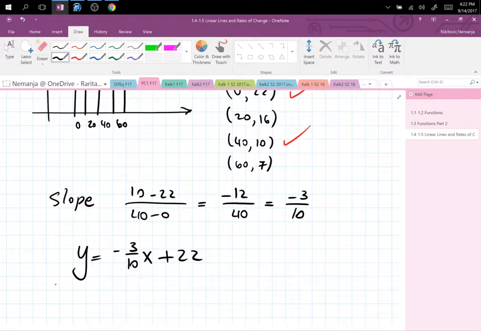Okay, so where did you get the 22 from? From the y value. y2 minus y1 over x2 minus x1.